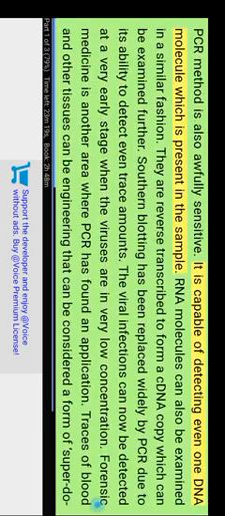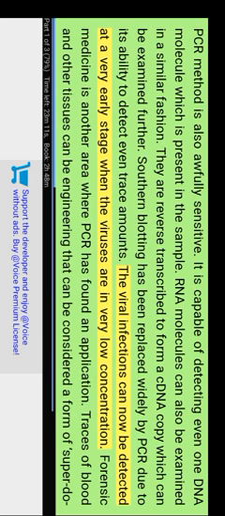PCR method is also awfully sensitive. It is capable of detecting even one DNA molecule which is present in a sample. RNA molecules can also be examined in a similar fashion. They are reverse transcribed to form a cDNA copy which can be examined further. Southern blotting has been replaced widely by PCR due to its ability to detect even trace amounts. The viral infections can now be detected at a very early stage when the viruses are in very low concentration.